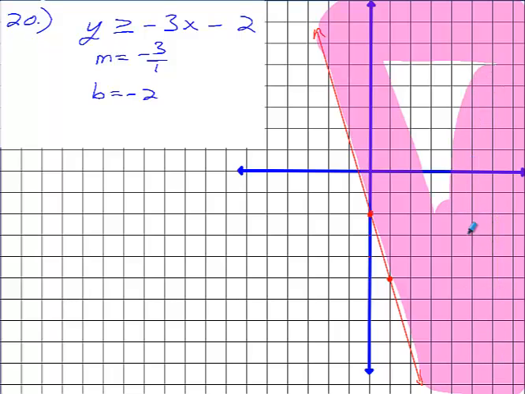So compare this to the picture in your book for number 20. What is different between my graph and the graph in the book? Where did they shade? They shaded underneath, so that would be a less than. So what would be wrong? They needed to shade the other region. They needed to shade above the line.